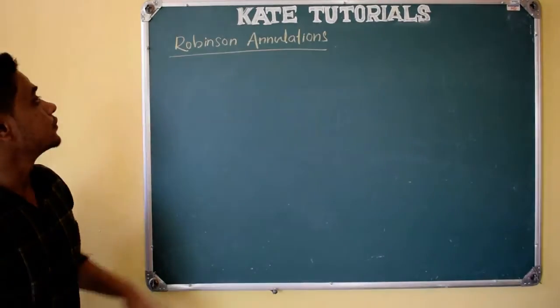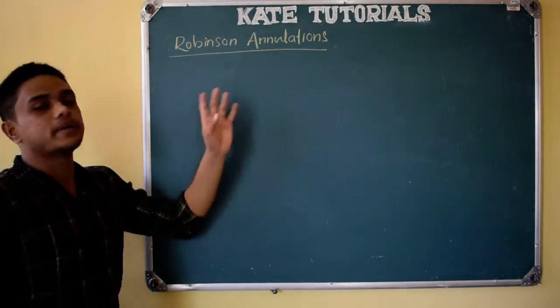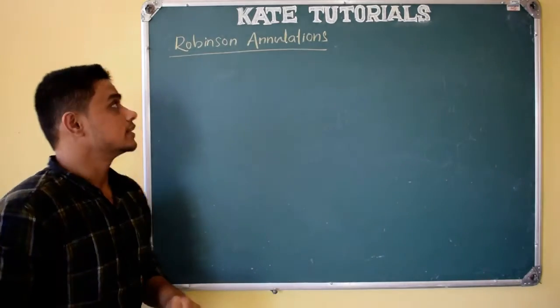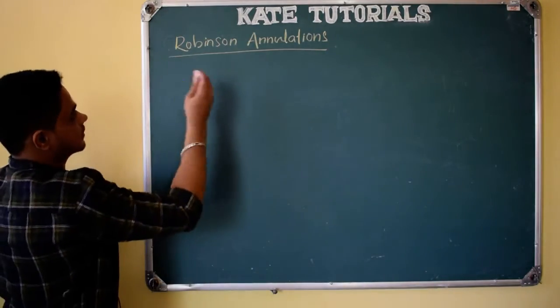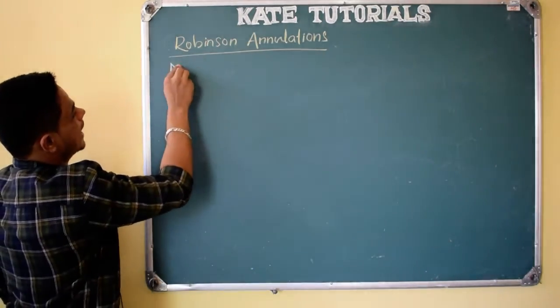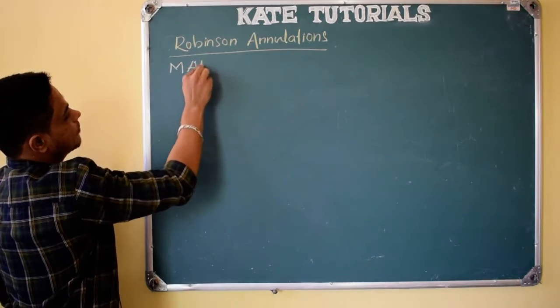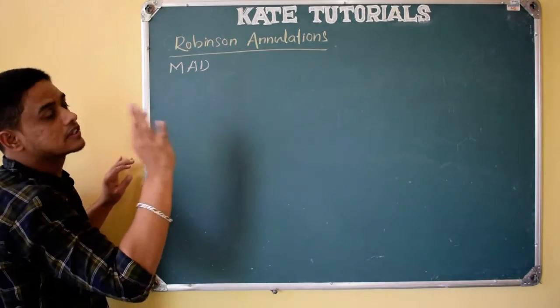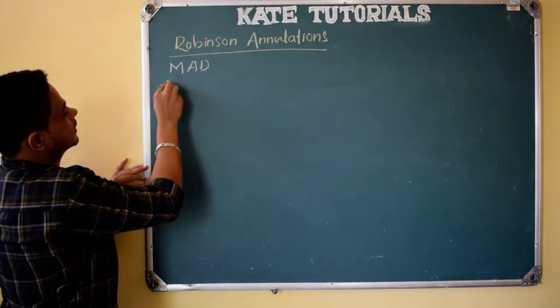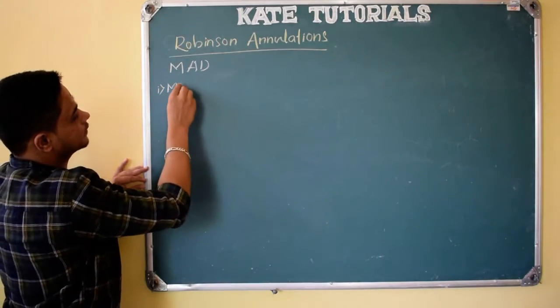In this class, we shall discuss the Robinson annulation reaction. This Robinson annulation reaction is also called the MAD reaction. It involves three major steps. First step is M. M stands for Michael addition.